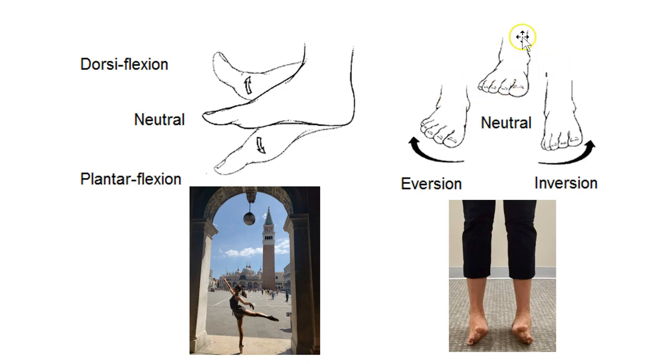In the frontal plane, one can either evert or invert. Here's a neutral foot. Everting is when the sole of the foot is turned outward. Inverting is when the sole of the foot is turned inward. In this image, this individual is inverting on both the left and the right foot.